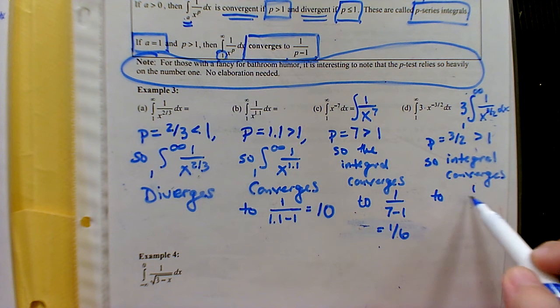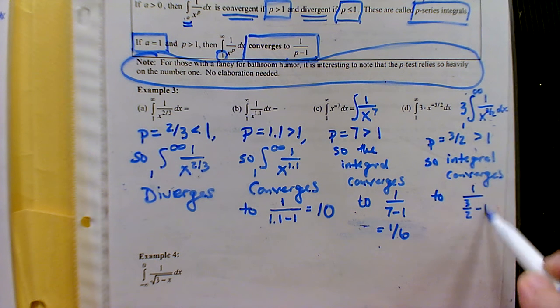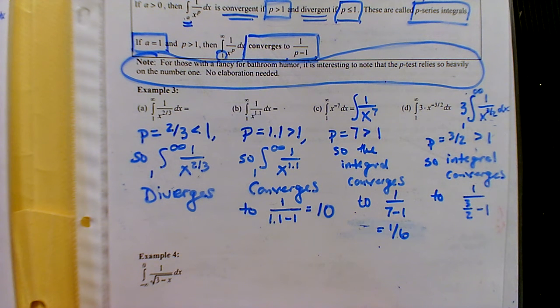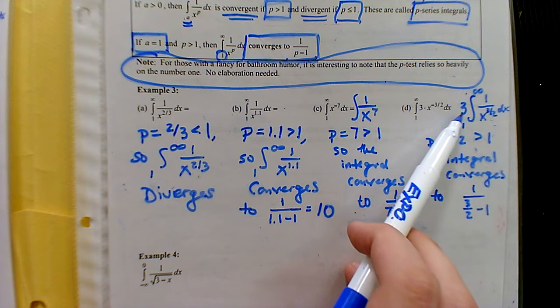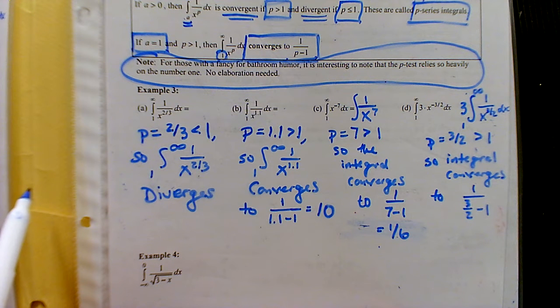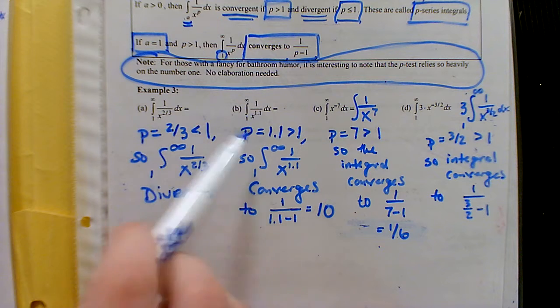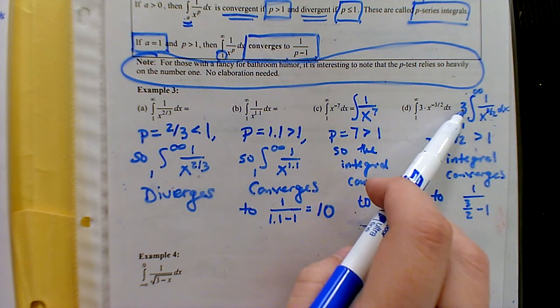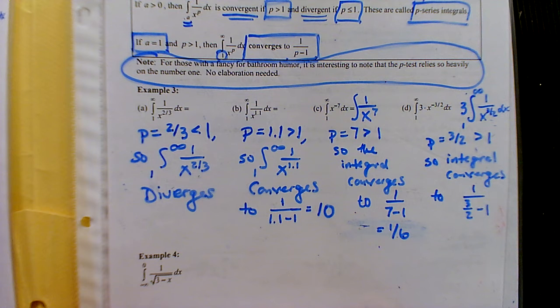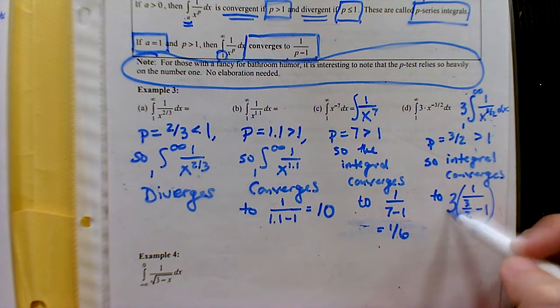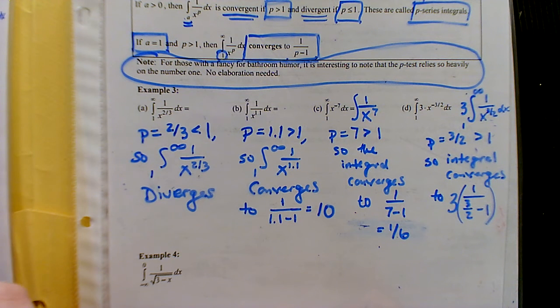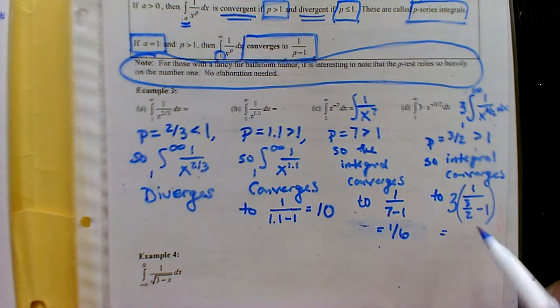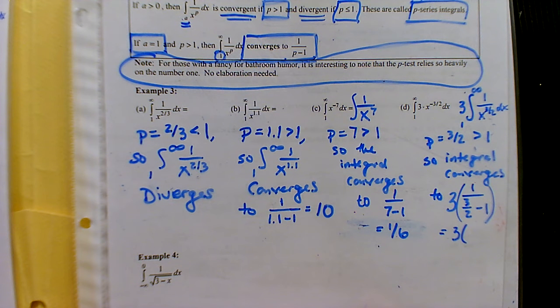All right, so we need 1 over the power minus 1. What do you think this coefficient of 3 is going to do? Because that's a little different than the other ones we had. How do you think that coefficient of 3 affects the convergent value, your area value? It's a multiplier, yep. So we're going to have 3 times 1 over 1/2, which would be 2. So it looks like we converge to 6.